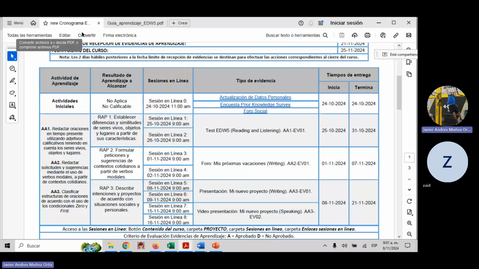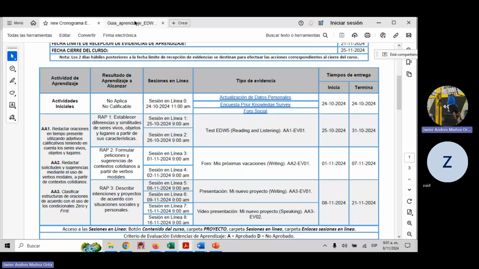On this occasion, for level 5, we are going to divide this situation into parts: the written part on the first hand and the video part on the second hand. So it's the same activity, but divided into parts. We will have until the 21st of November to present these two activities, as well as the test and the forum, if you haven't completed them yet.